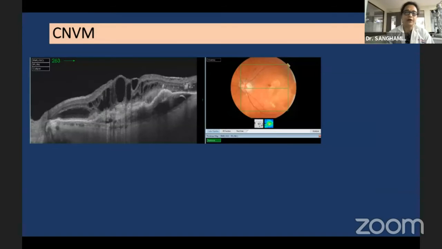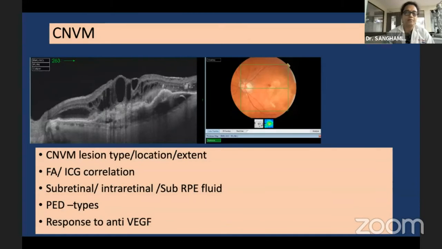In case of choroidal neovascularization, it is a very, very important tool for prognosticating the disease, knowing the lesion type, location, extent, comparing it with FA and ICG, to know if there is a subretinal fluid, intraretinal or sub-RPE fluid. As we all know, intraretinal fluid is the worst and it should be treated at each visit. Subretinal fluid can be tolerated to some extent, and sub-RPE fluid usually waxes and wanes.